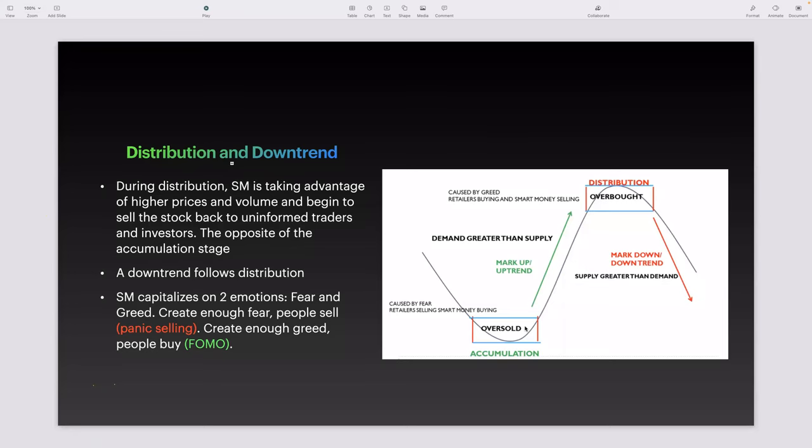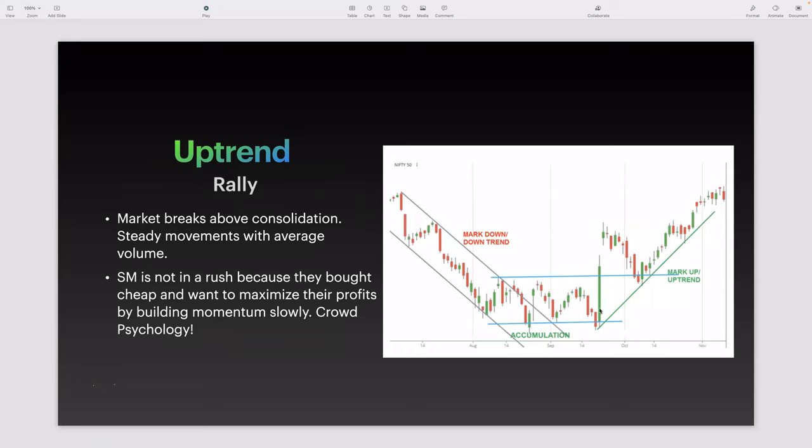So is the uptrend the actual long green candlestick? The uptrend is the move up. It's just the trend is moving up. So let's make this discernment here as well. Trends come and go. Trends come and go, okay?